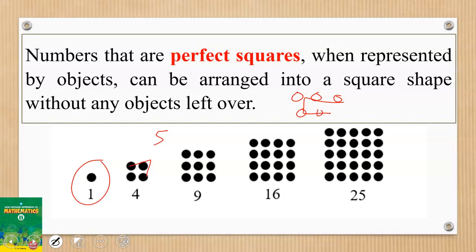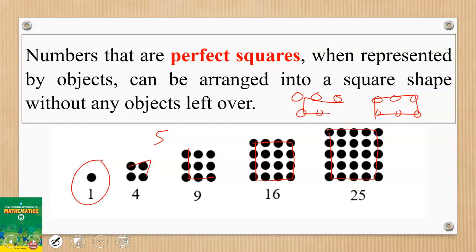If you try 6 the same way, 6 can go 1, 2, 3, 4, maybe 5, 6. It will be a rectangle but not a square. If you try 7, it won't work. 8 won't work, but 9 can give you 3 by 3. It will arrange itself as a perfect square or as a square. Then 16 can do the same thing. 15 cannot. 14 cannot. Then 25 can also do the same thing.